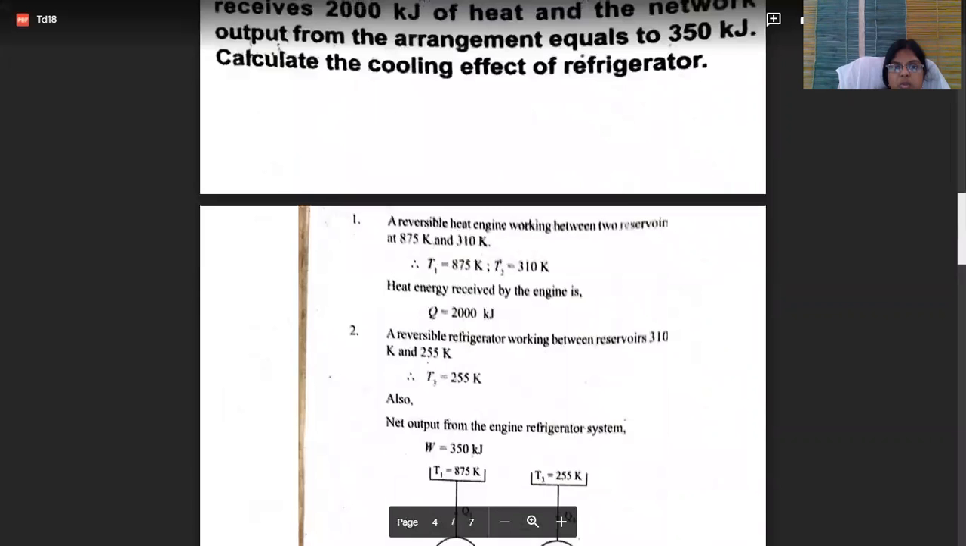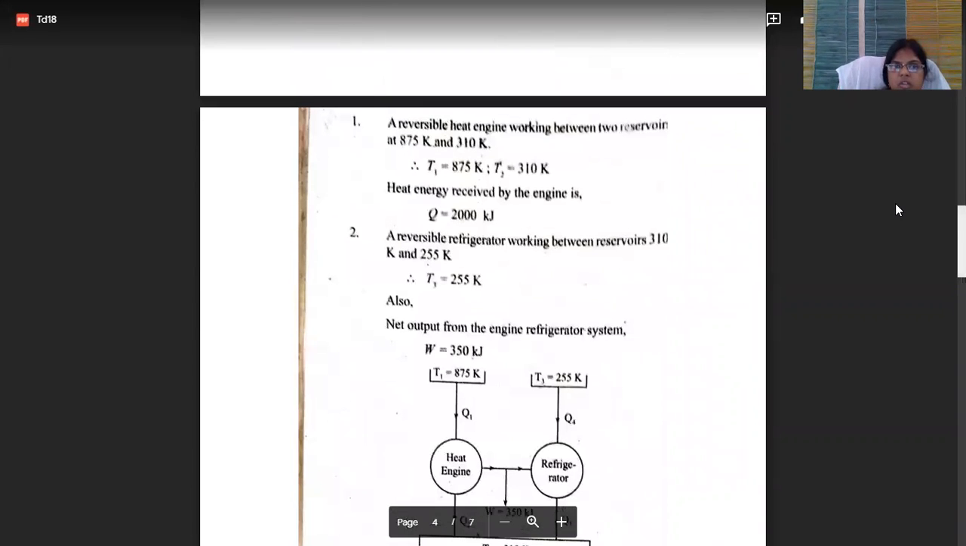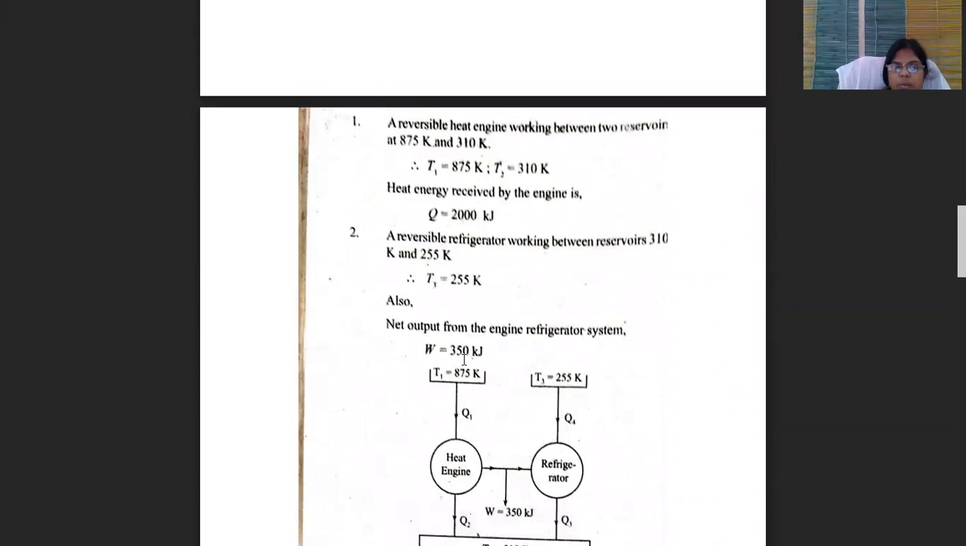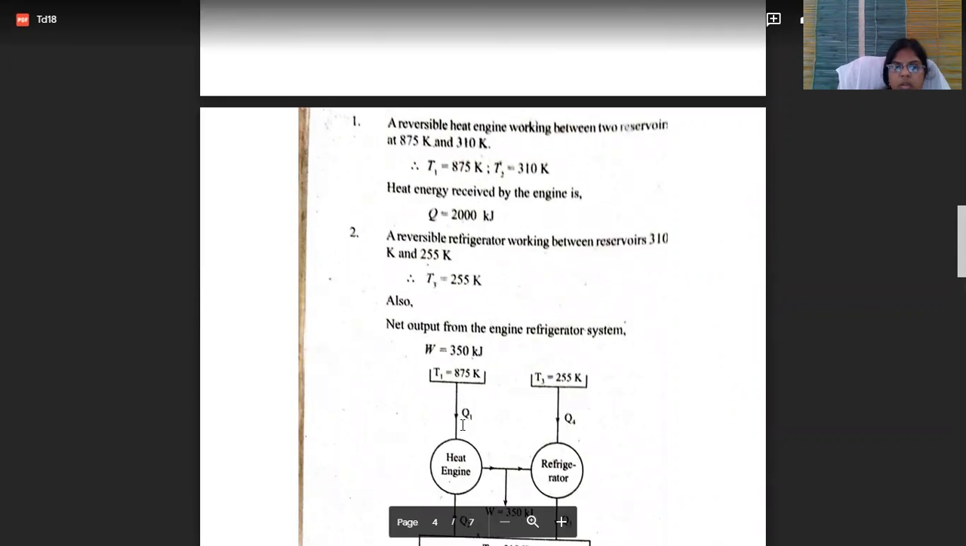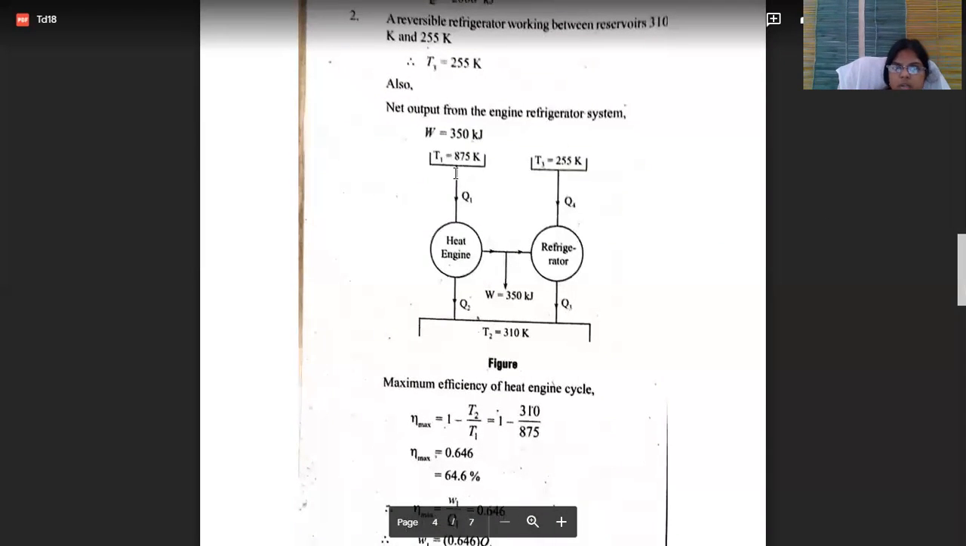Okay, I will explain everything. Those are all the values for the heat engine: T1, T2, and the supply of Q. So this Q1 is given, and here T3 is given. Because the temperature is the same, we do not consider T2. And the output of the refrigerator, that is W, is given. So first of all, T1 and T2.